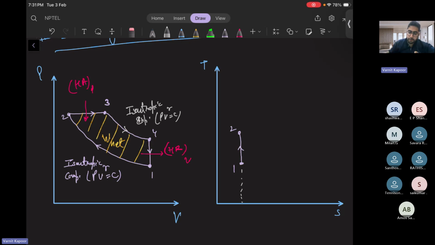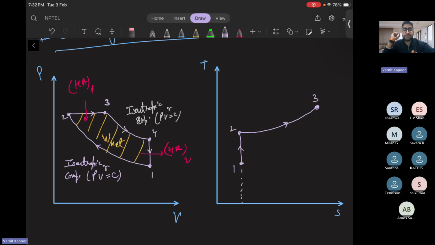From 2 to 3 is your heat addition at constant pressure. So some slope will be there again here. Let us say this is your heat addition at constant pressure.